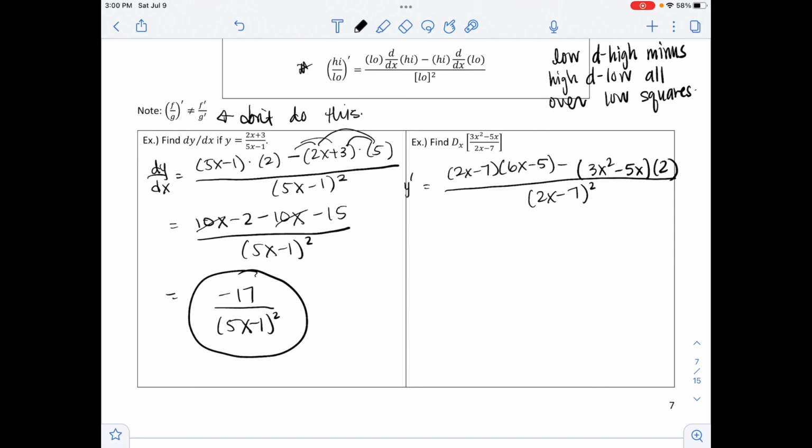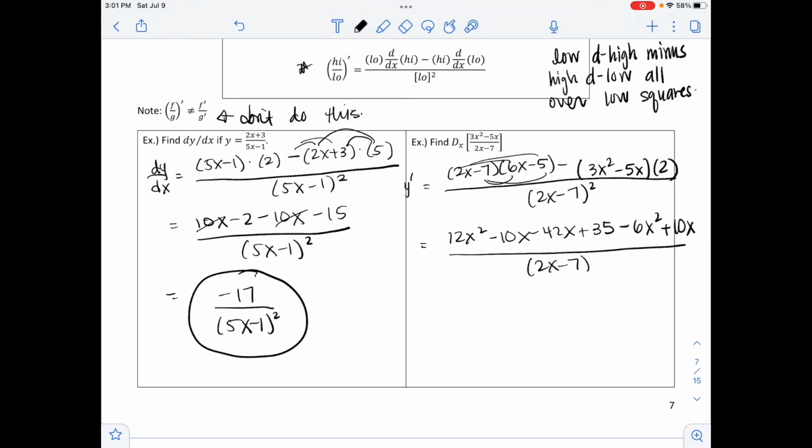So from here we need to FOIL the first part and distribute the 2 and the negative on the second. And so multiplying the first two factors, we get 2x times 6x, or 12x squared, minus 10x minus 42x plus 35, and then minus 6x squared plus 10x all over that denominator, which is 2x minus 7 squared. From here, we're going to simplify what we have and combine our like terms.